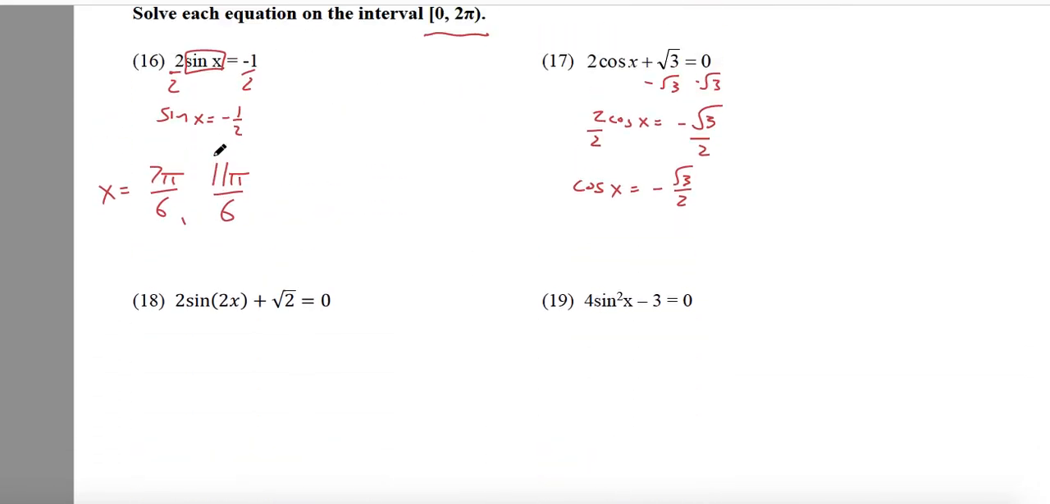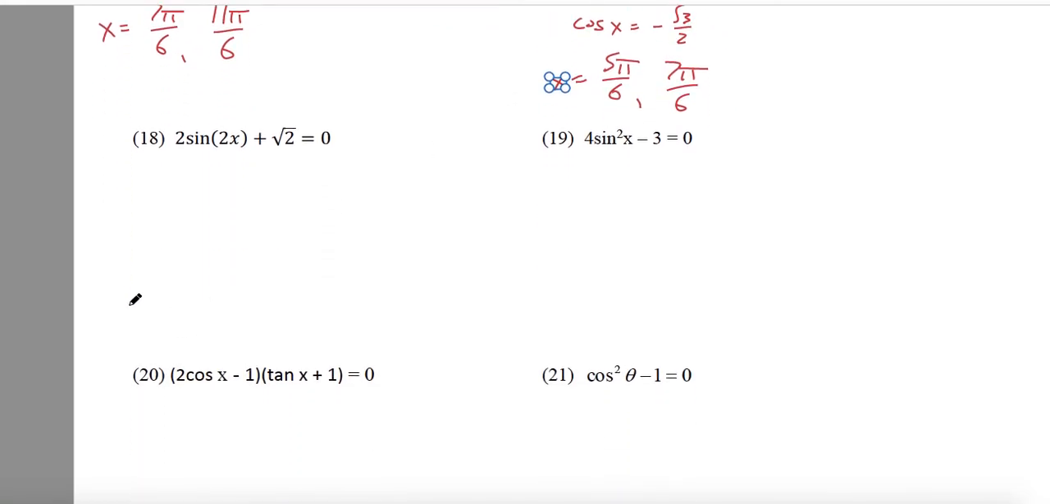So we go back to our answers. We get x equals 5 pi over 6 and 7 pi over 6. So those are our two solutions to that problem right there. All right, on to this next one.